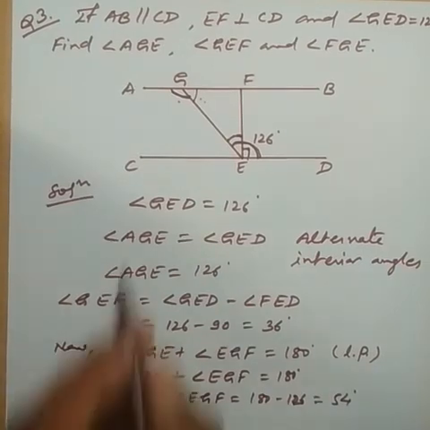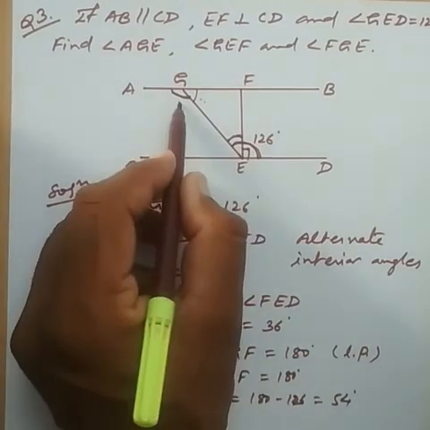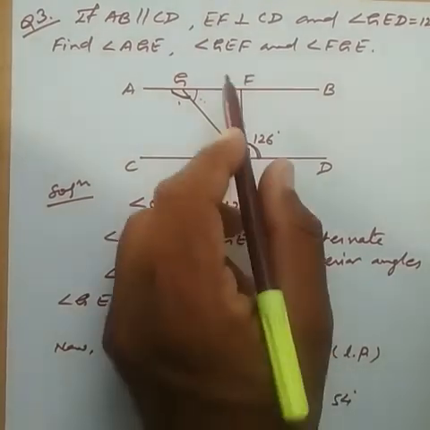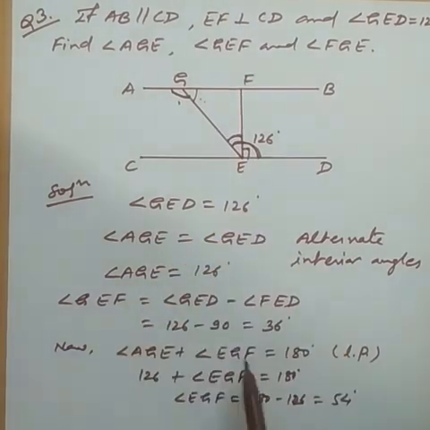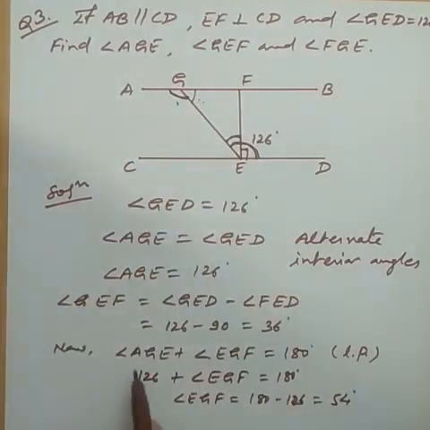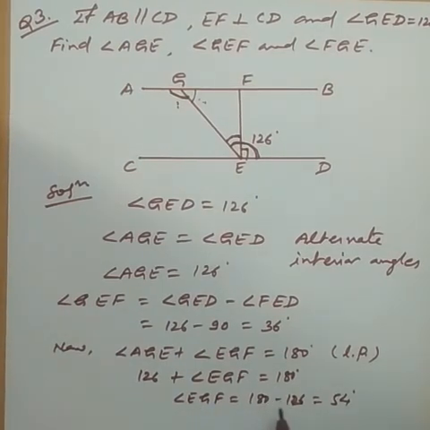So the first angle AGE is equivalent to 126 degrees because these angles are alternate interior angles. Second angle GEF is the difference of 126 and 90, which is 36, and the last angle is FGE or EGF. These are in a linear pair whose sum is 180, and 126 plus EGF equal to 180, and angle EGF equal to 180 minus 126, whose difference is 54 degrees.